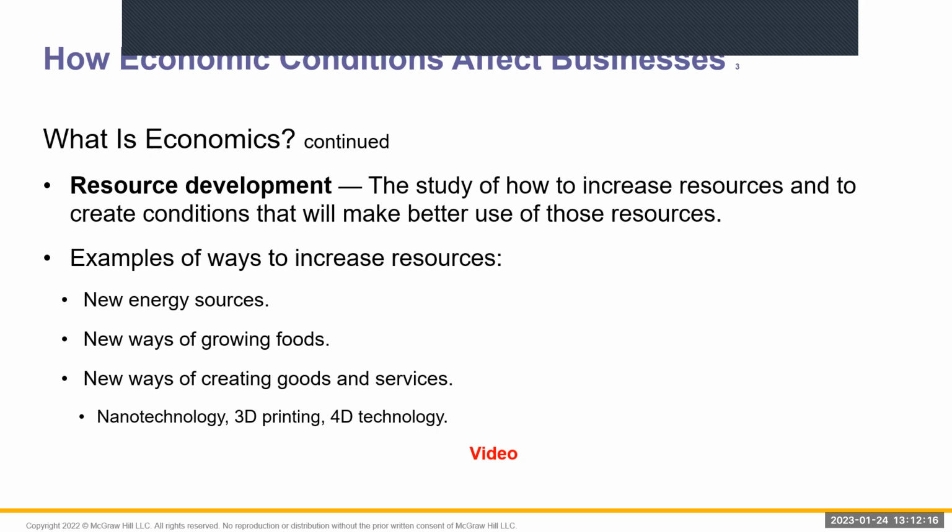Examples of ways to increase resources: new energy sources, new ways of growing foods, which we work on all the time in the US, and new ways of creating goods and services, and he gives you some examples there. Nanotechnology, 3D printing, and 4D technology. I have a friend who's very big into 3D printing. He actually made himself an Iron Man suit, and it's amazing. It looks like something out of a Marvel movie when he puts it on. It's just amazing what you can do with these things.